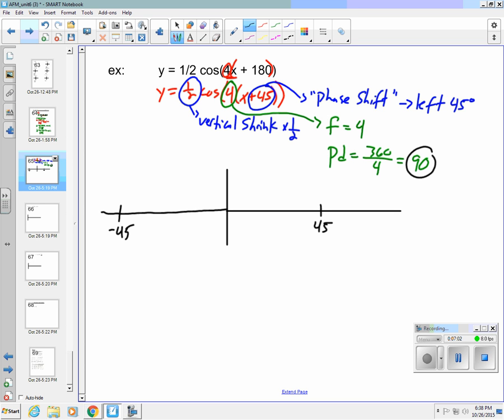Then each point will occur every 1/4 of the way along through the period, so if we take 90 and divide it by 4, that'll help us mark out our other points. 0 is going to be 1 point, and then we're going to move 22 and a half to finish off our pattern.